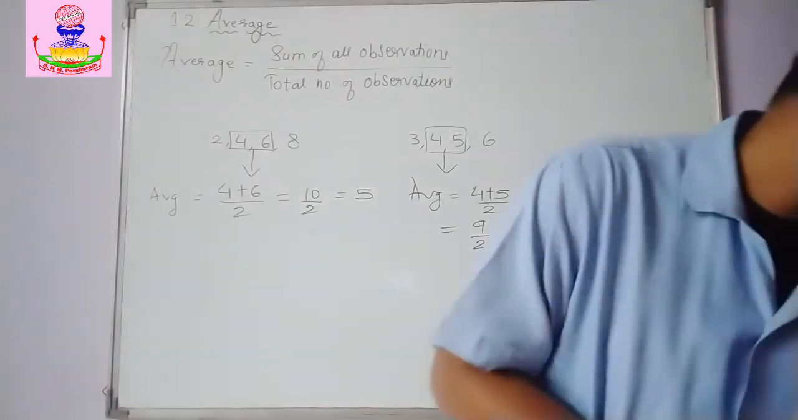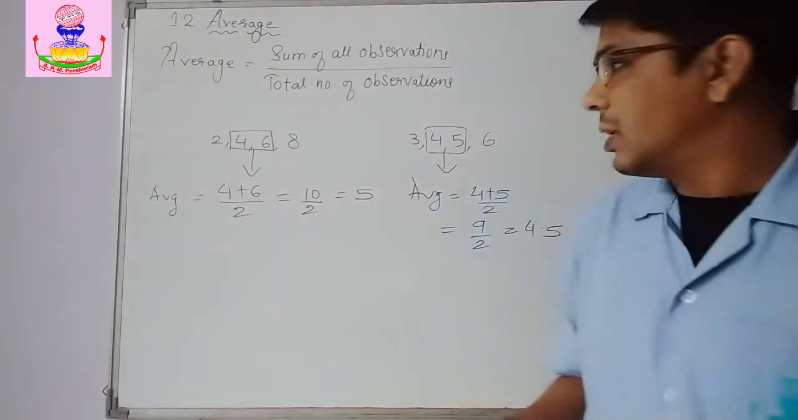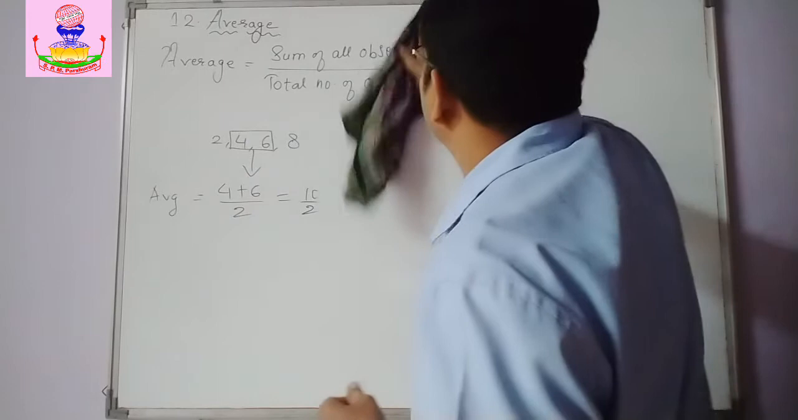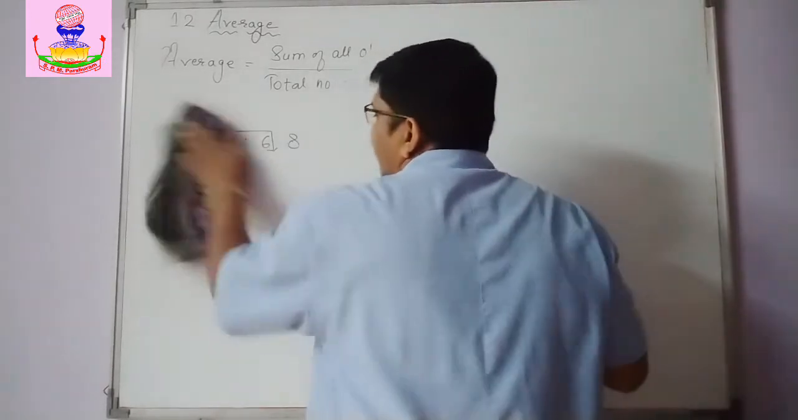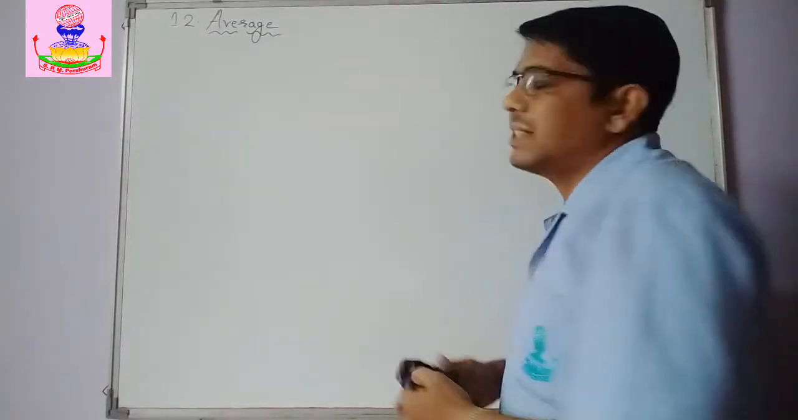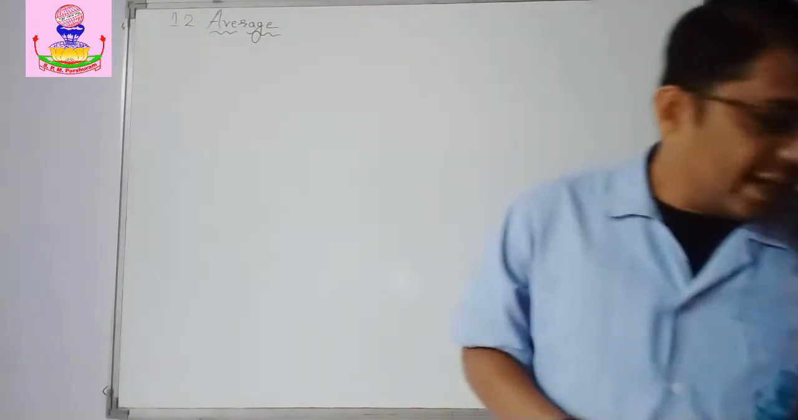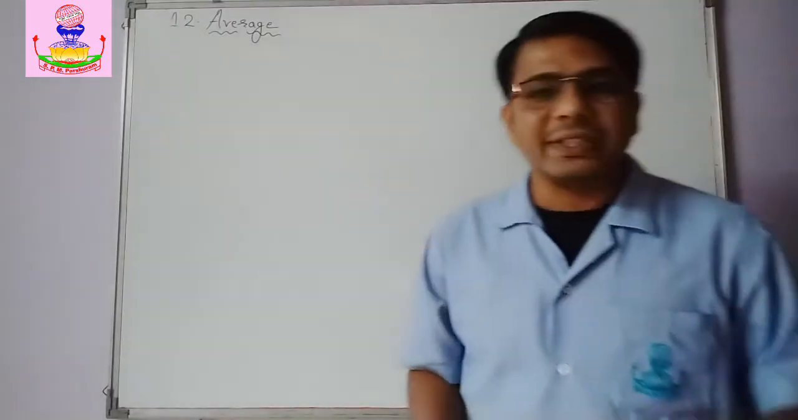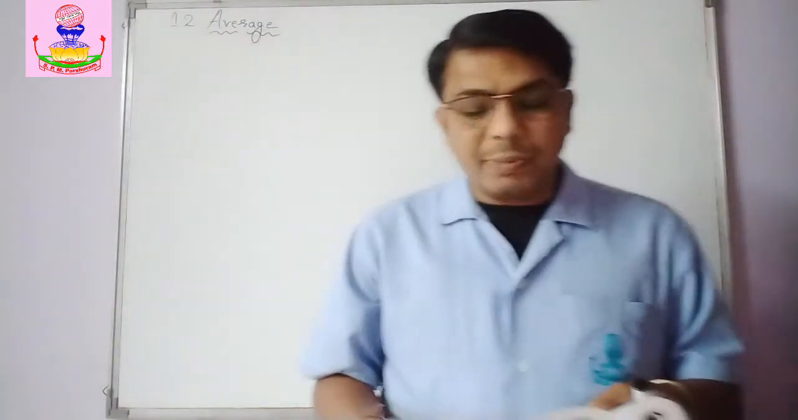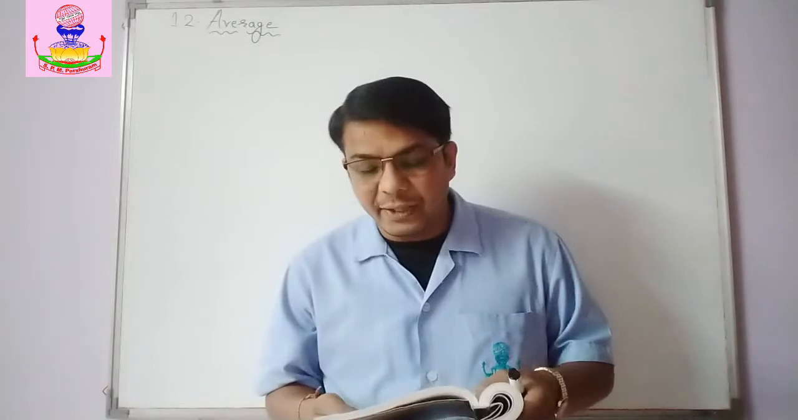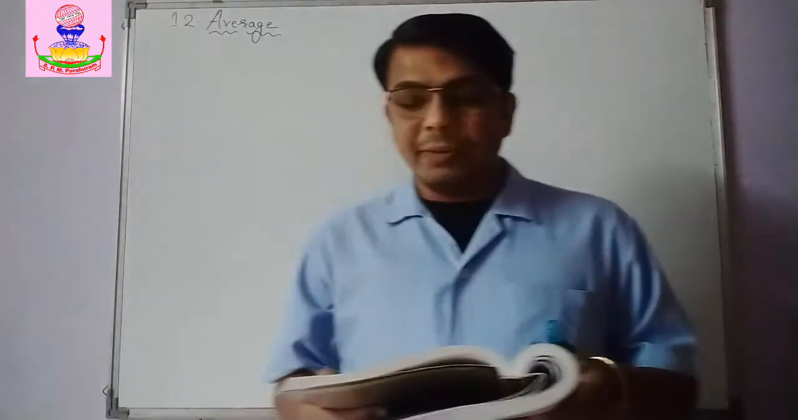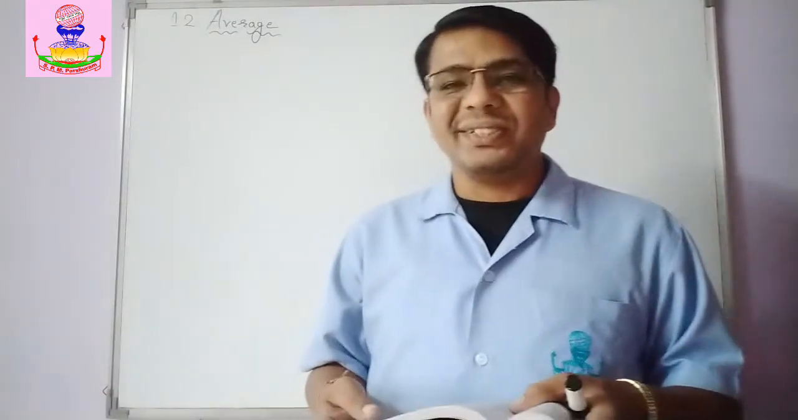But dear students, in some cases the number of observations is too large or very big. So in that case, we use a frequency table. For example, I am taking one frequency table that is given here. Marks out of 20 scored by 40 students of class 8A in a mathematics test are given in the table below. Find the average marks scored by the students.